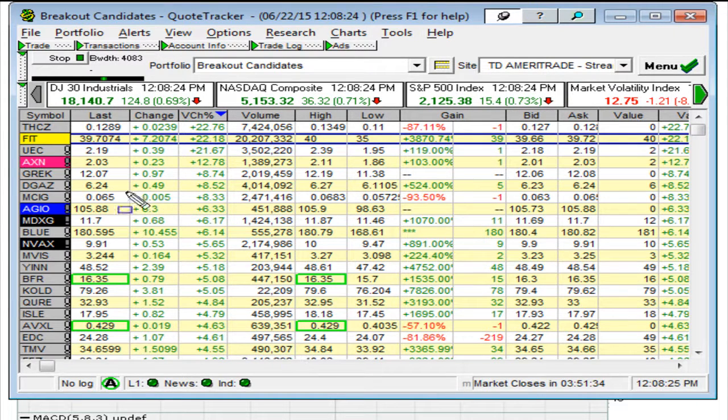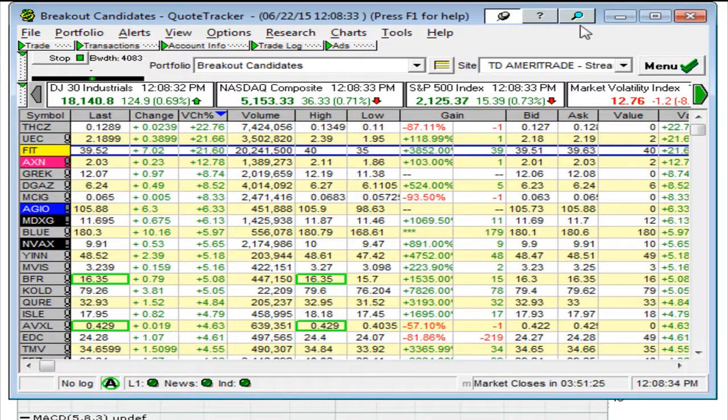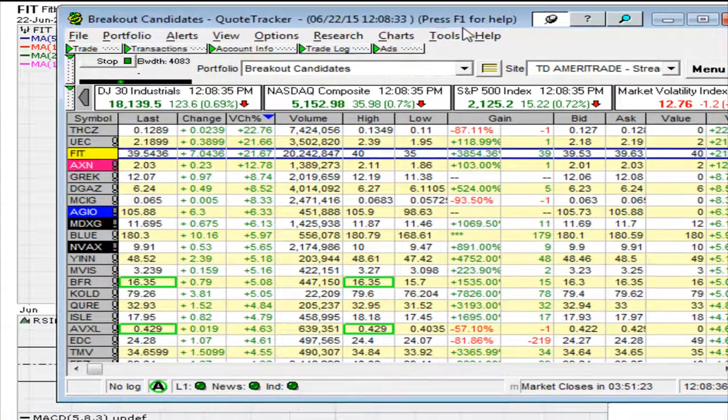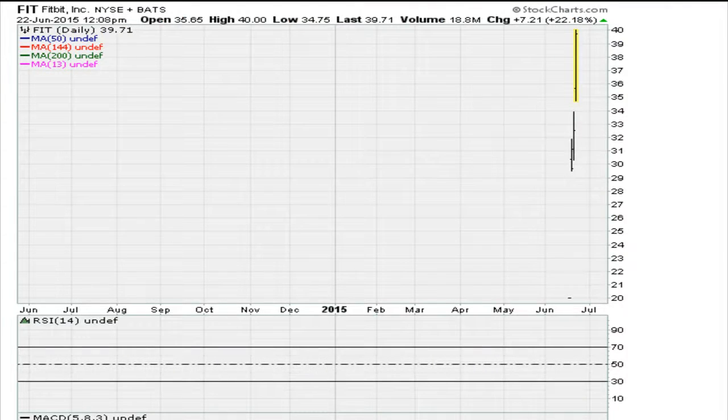Let's take a look at FIT, which IPO'd about 3 days ago, and today it is up 22%. Just want to take a look and see how we can use the technicals to trade fast moving IPOs. So we see here on day number 3, the stock IPO'd at $20, and over the last 3 trading sessions has moved from 20 and made a high of exactly $40.